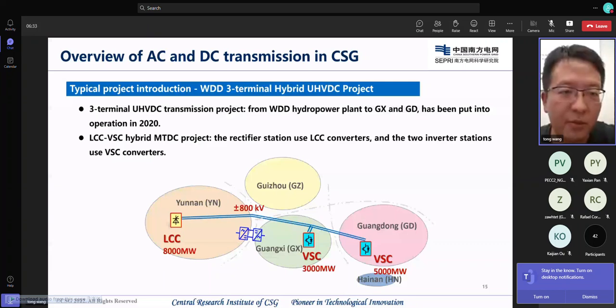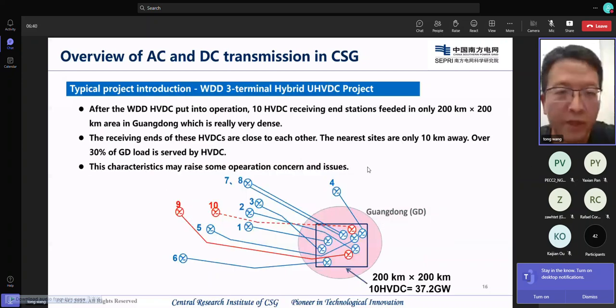HVDC inverters into operation, so that we will have a 10 HVDC receiving and fit it into only 200 kilometer square area in Guangdong, which is really dense. As we know that LCC inverters may have the commutation failure. So if these inverters are really close to each other, and there is an AC fault that happens near these inverters, it may cause a commutation failure.